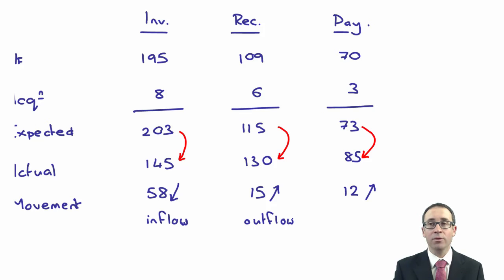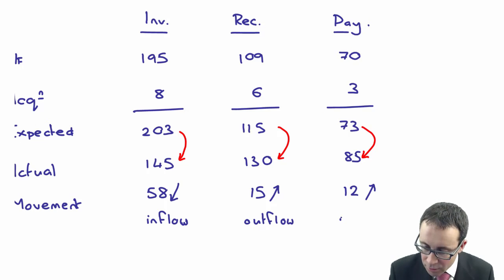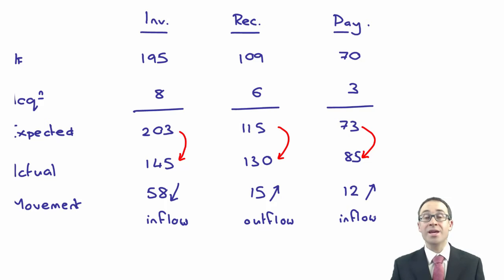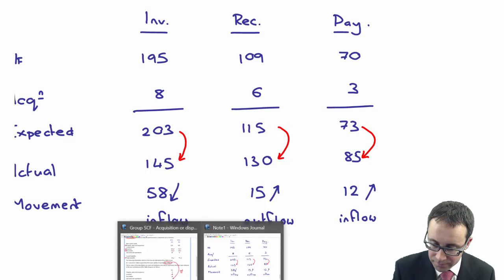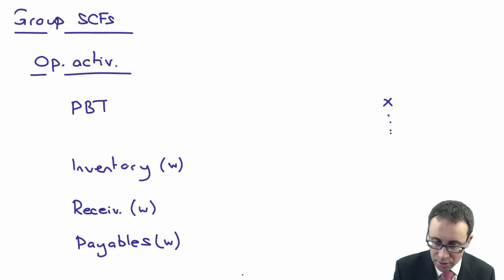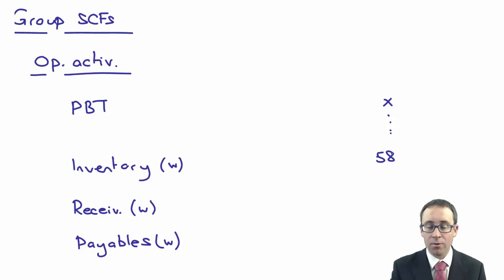And then if your payables have gone up, that's a good thing, isn't it? It means you've not paid off your suppliers. It means you're keeping in the cash within your business. So we treat that as a positive inflow figure. So what we've got there is that we have a 58 inflow. If I can get the right page. So inventory, it's a 58 inflow, wasn't it?